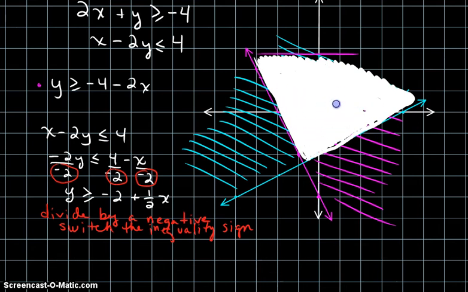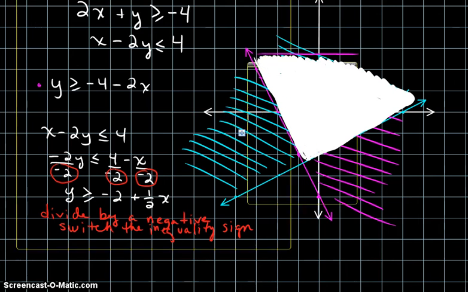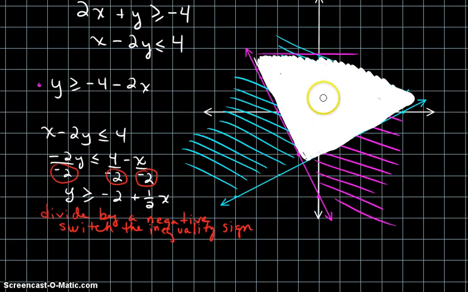So the next one that we do, we're going to make it a little bit neater so that we don't have all these extra lines around. But basically, you're looking for that area where the shading is in common. So we'll see how it looks in the next video.